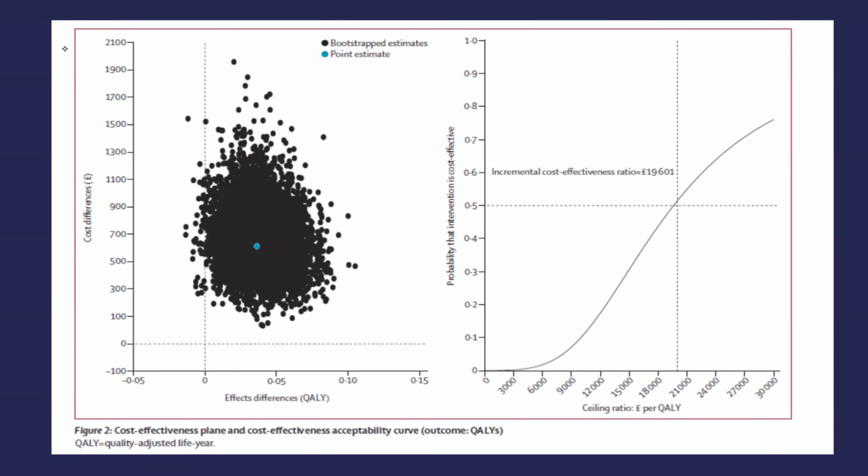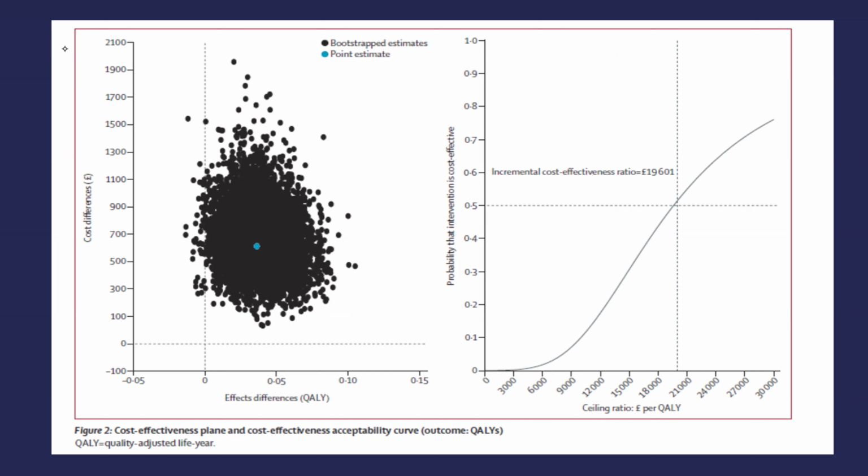QALY cost-effectiveness plane and curve. So this is the plane which we saw, and this is the point. If you look at that, it's a little above on this side. This is a bootstrapping. Multiple imputations are done, taking a few parameters. How will it look? If you look at that, most of it, around 50%, is here, somewhere here.